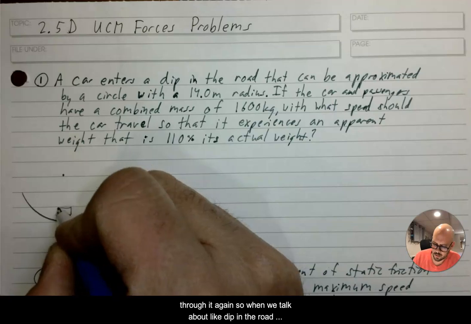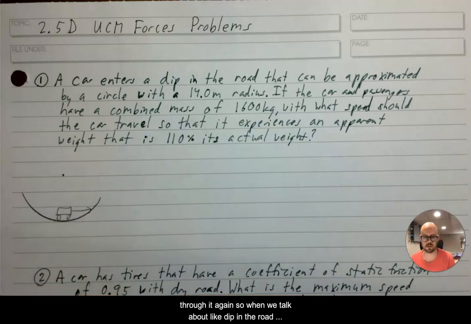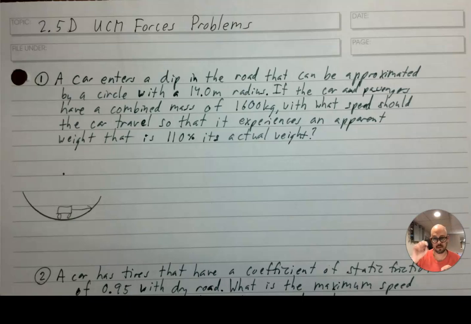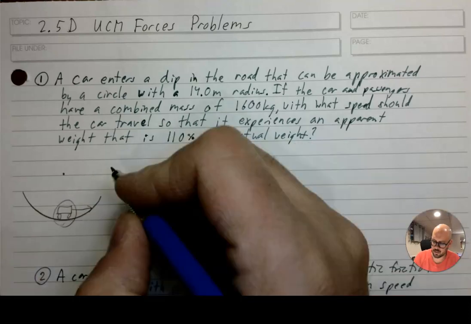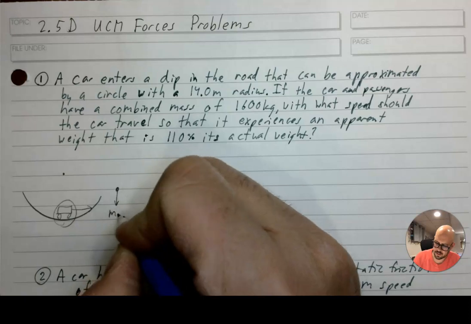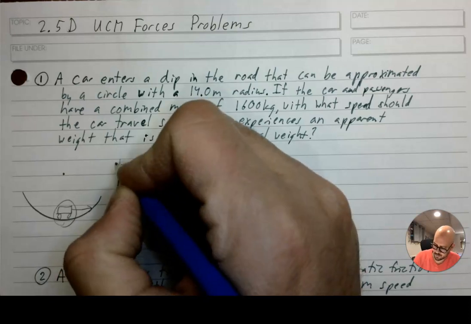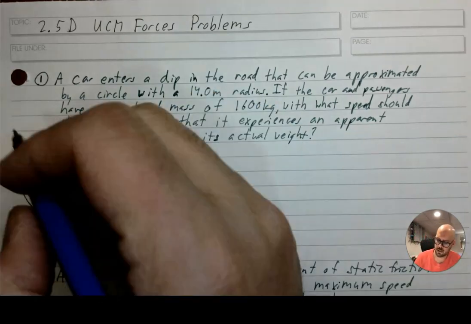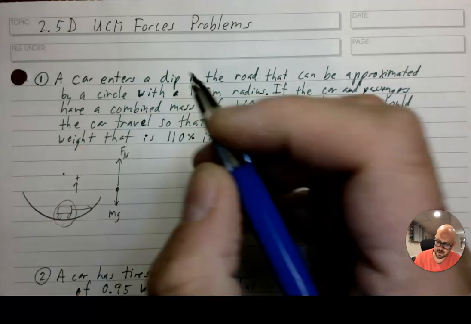When we talk about a dip in the road, the top of a hill, or even the loop, we generally only talk about the top, the exact bottom, or the exact sides. Any calculation typically just happens at the top of a circle or the bottom of a circle. We do that because things are simpler. They're complicated enough for AP Physics, but simple enough for us to analyze easily. So into the circle is positive.